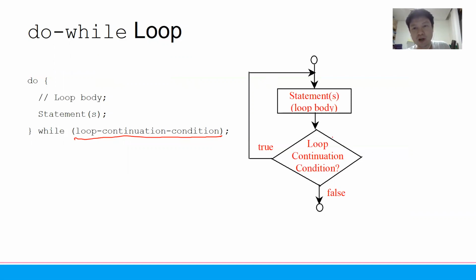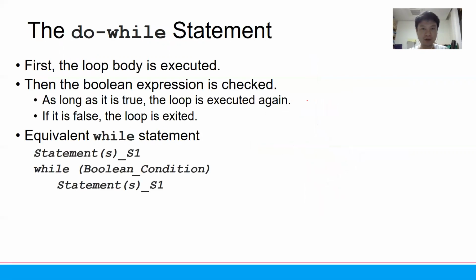From the flowchart, you can check that if the condition is true, then we will do the statement. However, the first statement will be executed first. So it will not check the condition first, but it will do something first and then check the condition. The while loop checks the condition and then does. For the do while, we do the execution and then check. That's the difference.